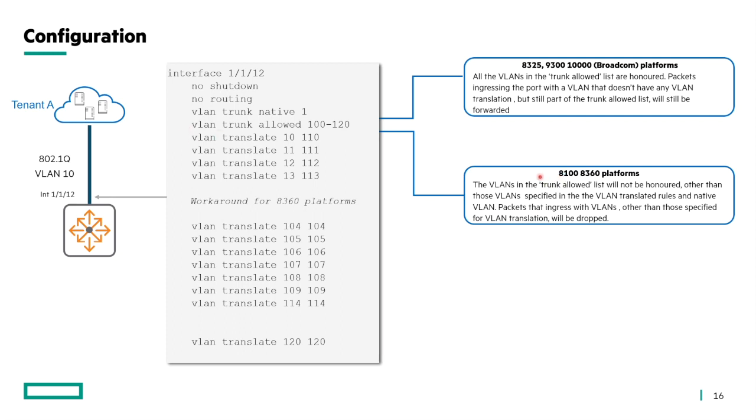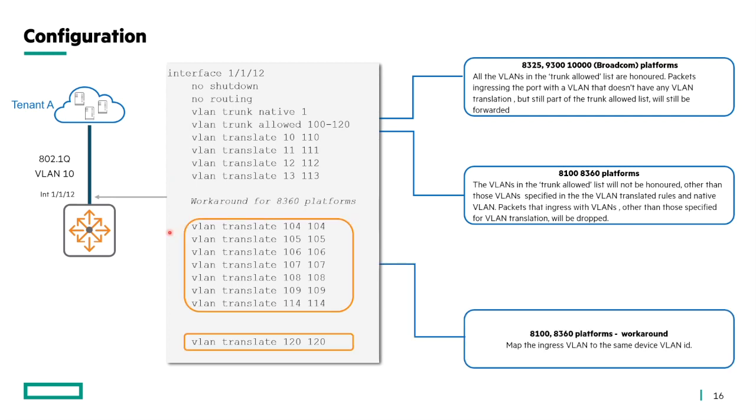However, for the 8100 and the 8360 series, be aware that the VLANs in the trunk allowed list will not be honoured other than those VLANs that are specified in the translation rule list. So packets that are VLAN tagged other than those specified in the VLAN translation rules will be dropped. And this is just as for 10.12.